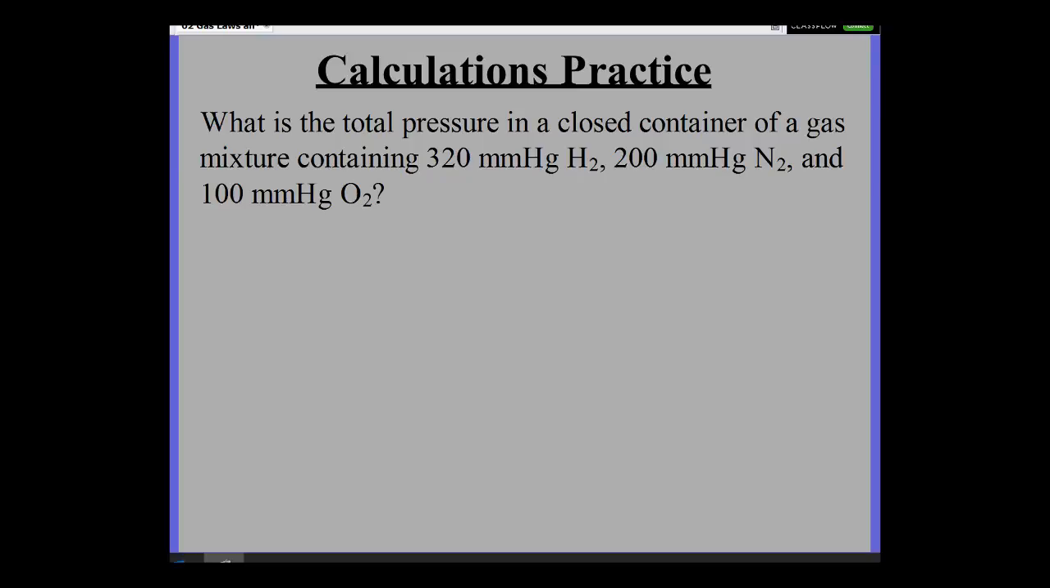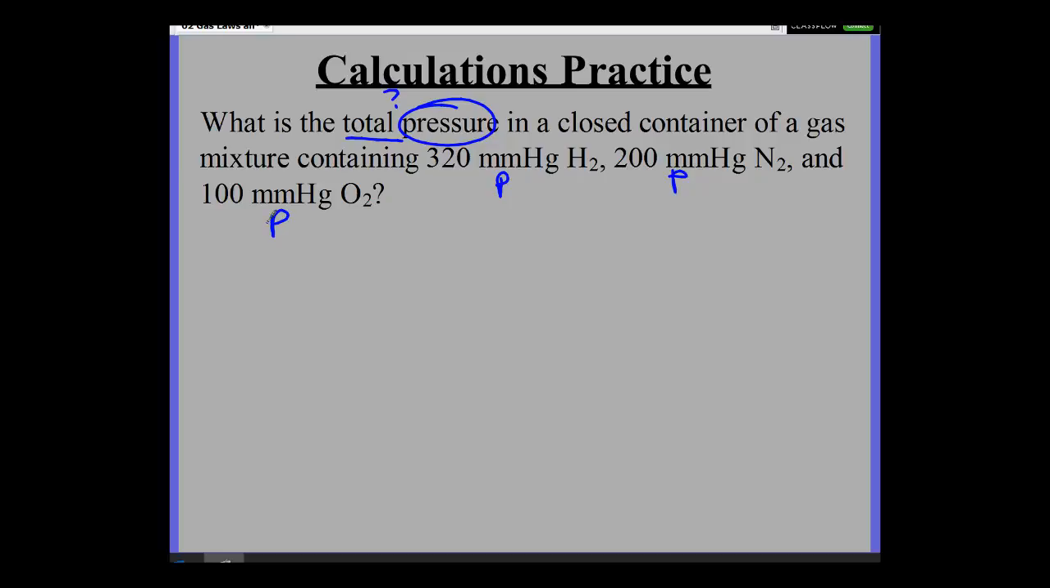Number 2. So it says, what is the total pressure in a closed container of a gas mixture containing 320 millimeters of mercury of hydrogen? So these units measure what? Volume, temperature, pressure. So this is a pressure. 200 millimeters of mercury of nitrogen is also a pressure. And 100 millimeters of mercury of oxygen is a pressure.